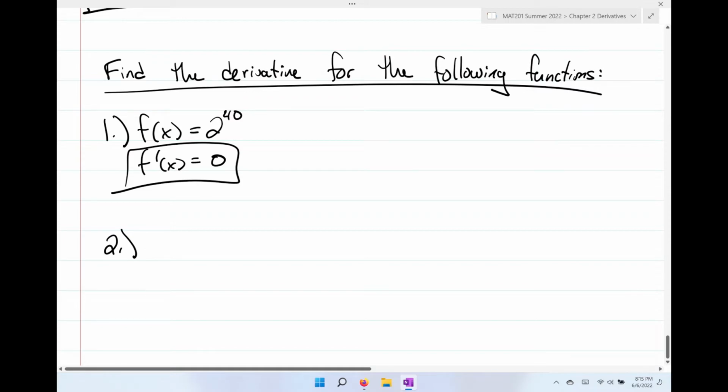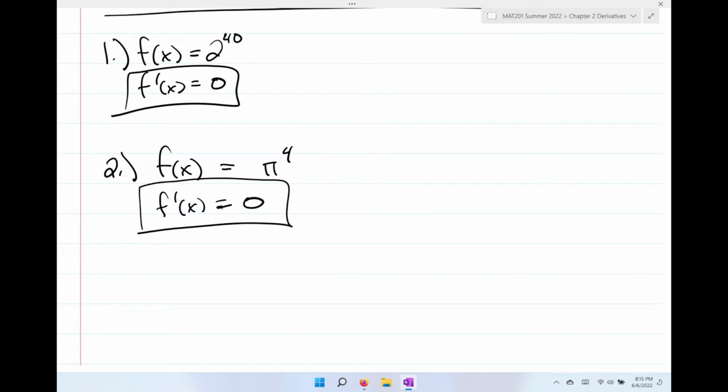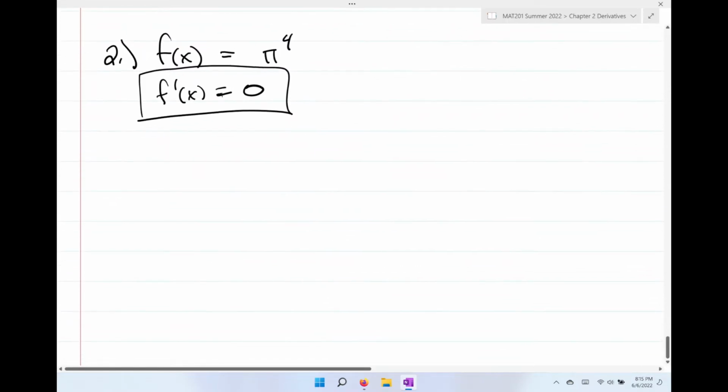Number 2, f of x equals pi to the 4th. The derivative equals 0. Because once again, pi to the 4th is 3.14 and a bunch of decimals after that, but it's still a constant. And constants are always equal to 0. Their derivatives are. All right. Number 3.